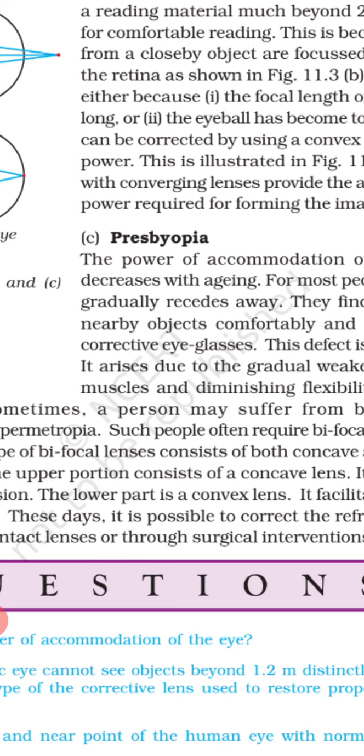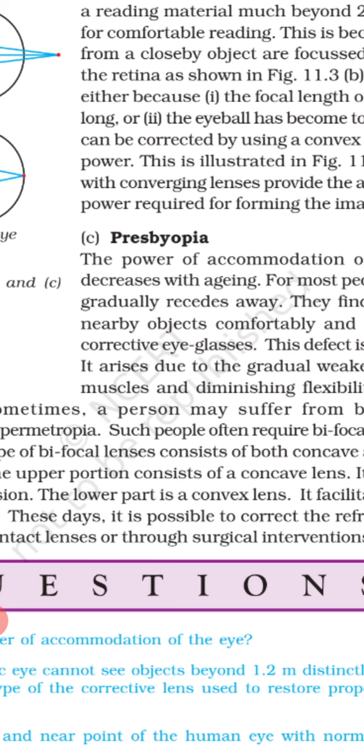Like in some cases you have seen spectacles that have two types of lenses. Both types of lenses, convex and concave, are used to see the distant object and to see the nearby object. Nowadays it is possible to correct the refractive defects of the eyes by using contact lenses, or by undergoing surgical procedures also. So there is no need to wear this bifocal lens.